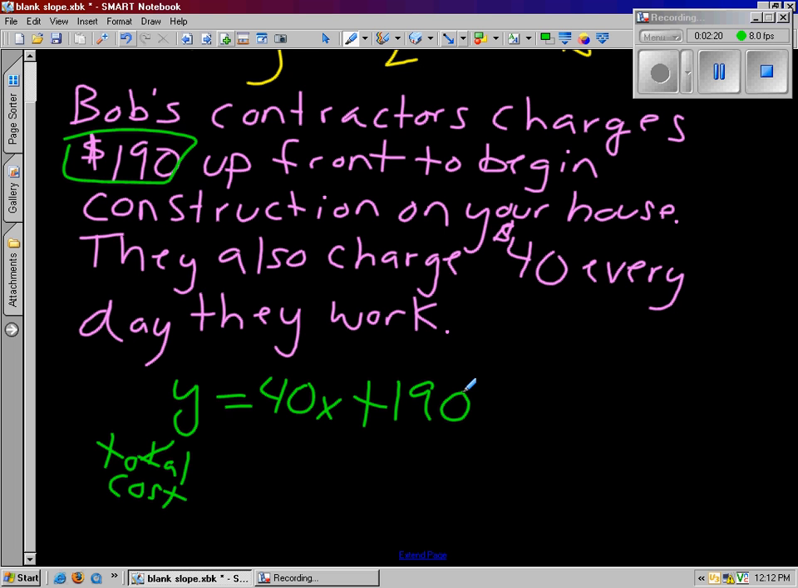Alright, let's try another one. I'm just going to change the numbers in here. Bob's Contractors: now they're going to charge $300 up front. It's winter time. They charge more in the winter, I guess. And they're going to charge you $100 every day. Now, write an equation.